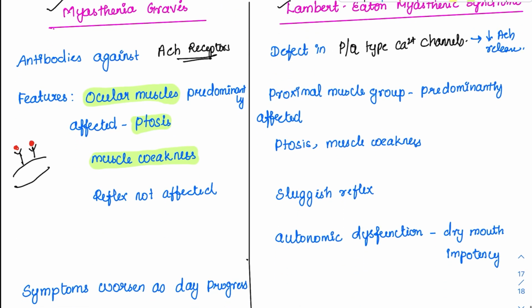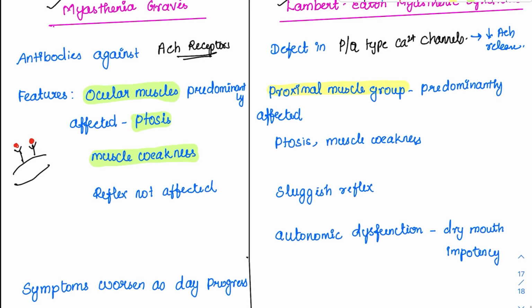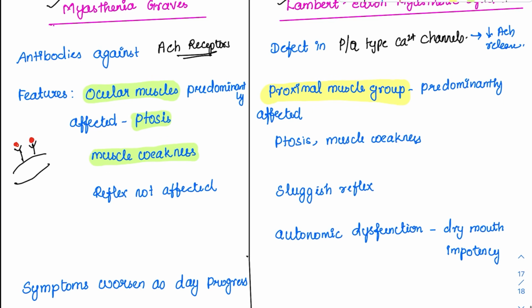So what is the problem in Lambert Eaton syndrome? In Lambert Eaton syndrome also, the ocular muscles will be affected. But more than that, predominantly the proximal muscle group will be affected. What is the proximal muscle group? Proximal to the body. Away from the body is called distal. So whichever muscles are proximal to the body will be affected. But here also ptosis will be there.